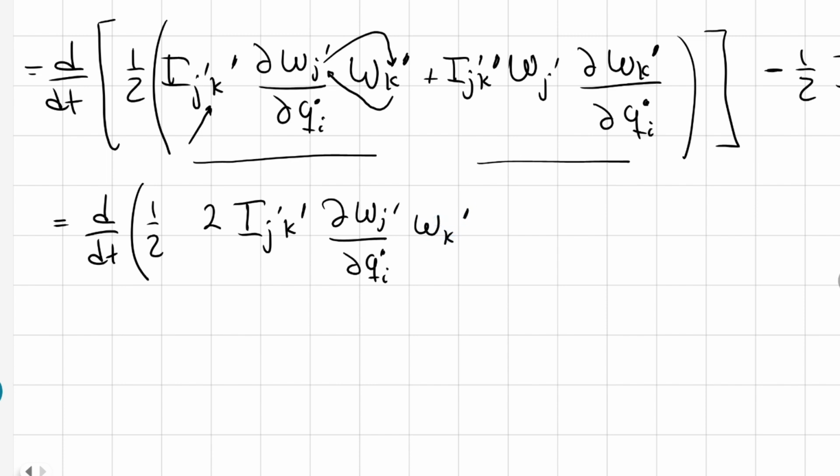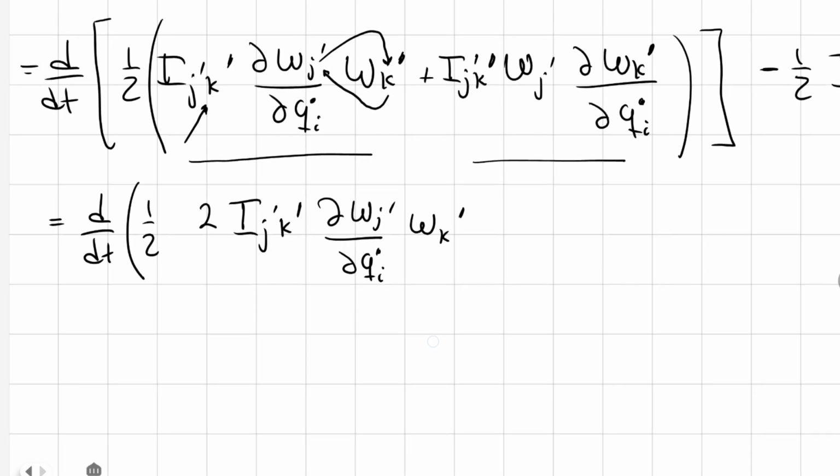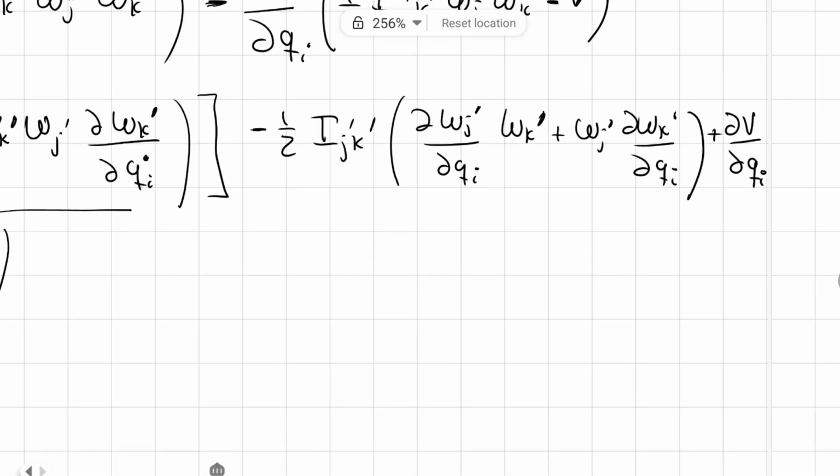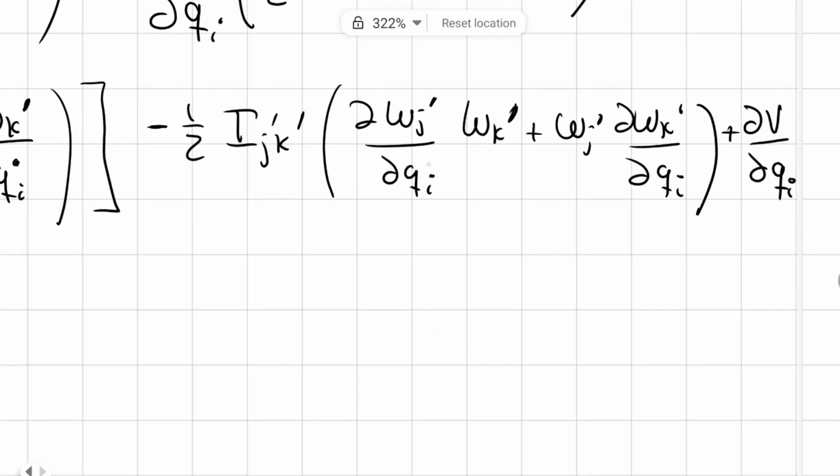Perfect, if we sum these two terms, we can cancel these 2's, and we get this. And then, here in this other part of the equation, we are going to have something very similar, but now we are taking the derivative with respect to qi, but it's just the same. So we are going to get that this can be seen as 2 times the derivative of omega j with respect to qi times omega k, like this.